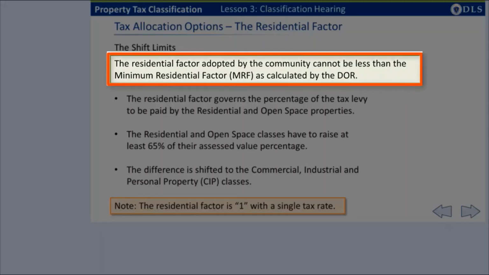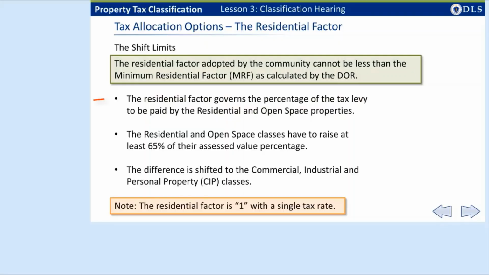The residential factor adopted by the community cannot be less than the minimum residential factor, or MRF, as calculated by the DOR. The residential factor governs the percentage of the tax levy to be paid by the residential and open space properties, as long as the residential and open space classes raise at least 65% of their assessed value percentage. The difference is then shifted to the commercial, the industrial, and personal property, or CIP classes.